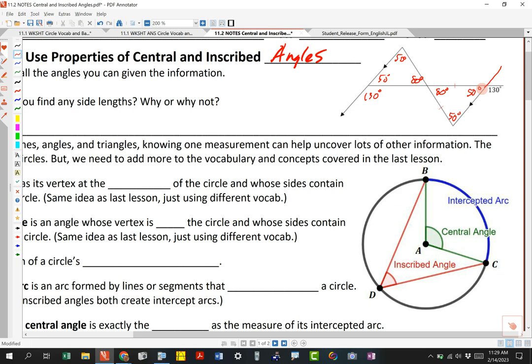Is there anything else that we can name in here? Yeah, Samara? You could do like the other ones by the 80s. Oh, very good. Nice. That's excellent. So this is 100 here and 100 here. Okay, very good. Anything else?